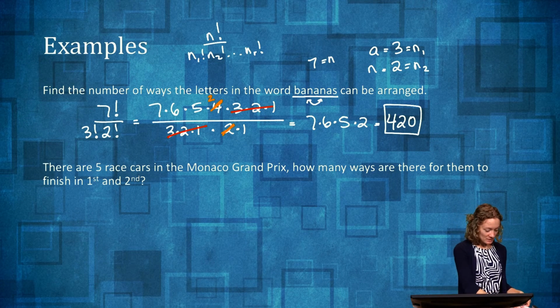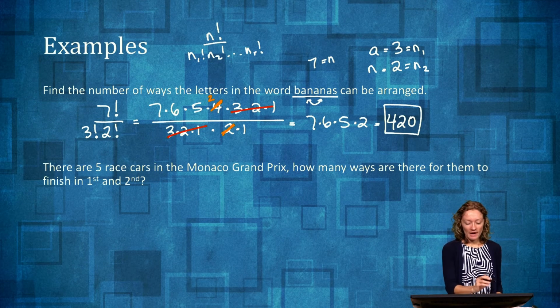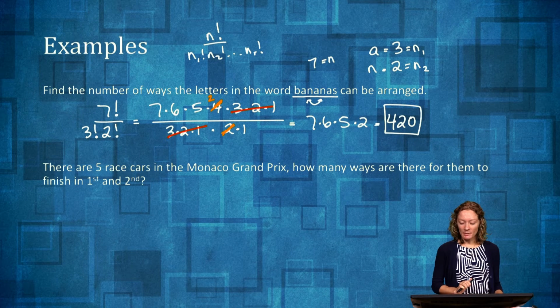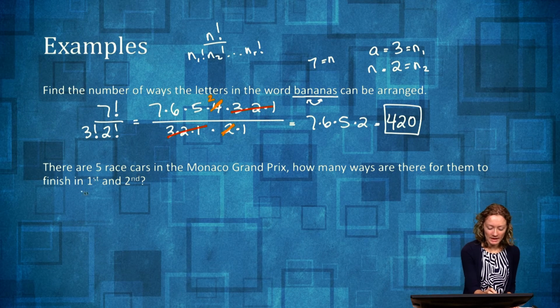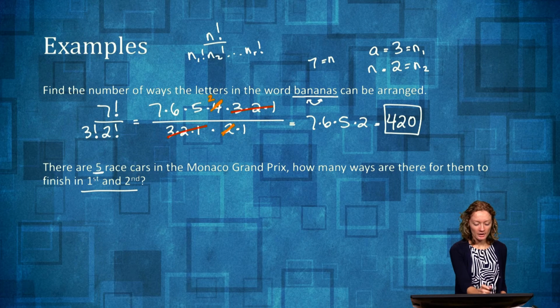All right, so we've seen one of each of the 3 types. Now we'll look at just general examples. There are 5 cars in the Monaco Grand Prix. How many ways are there for those cars to finish in first and second place? So we're placing some items, not all of them. We have 5 total cars.